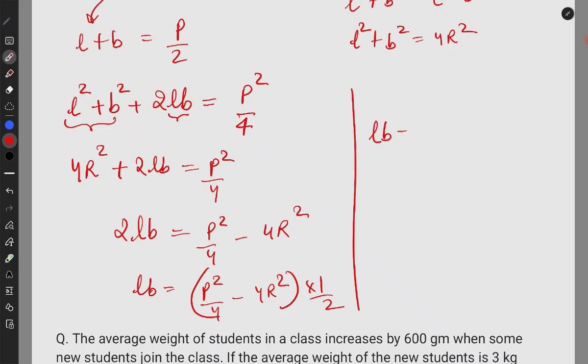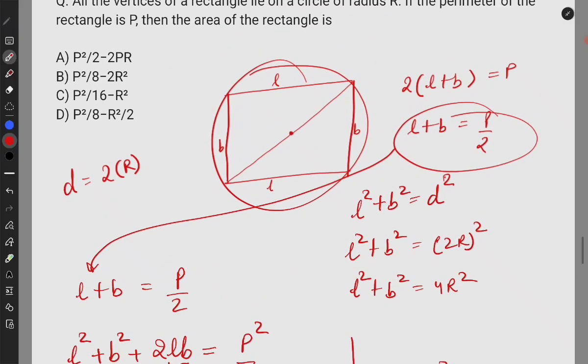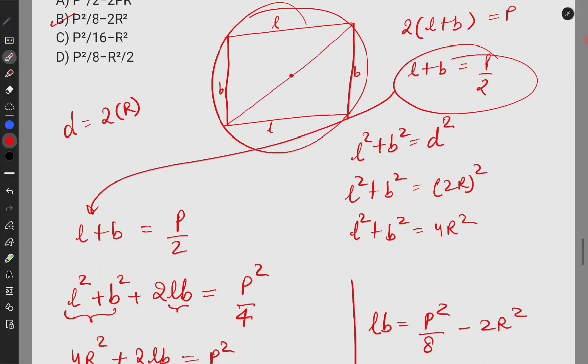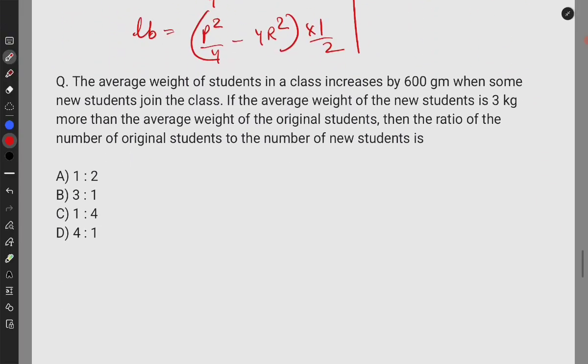Let's calculate the final result. So P square by 8 minus 2R square. So the option choice will be the second option. Alright. Now let's see the last question.